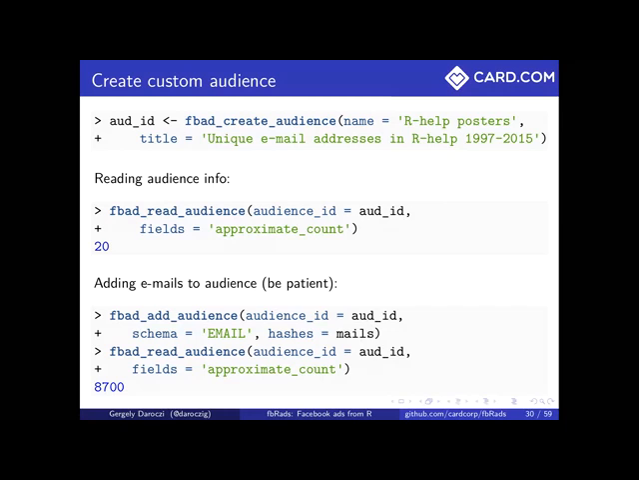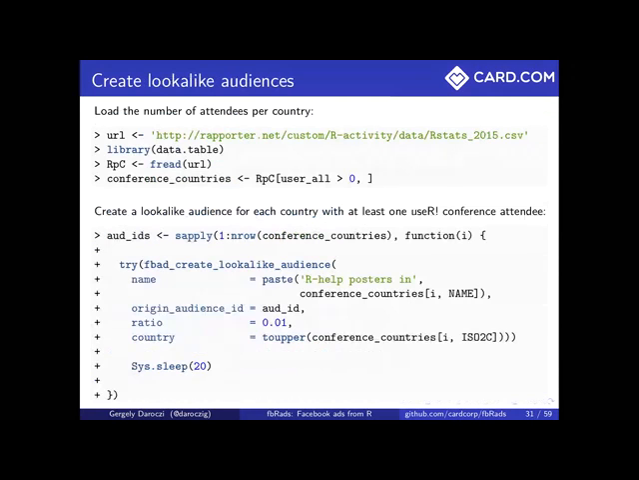So now let's use the fbad_add_audience function, and I upload the email addresses to Facebook. Note that here I'm passing the actual email addresses, but this function is clever enough to compute the hashes of the email addresses, not to share the personal information with Facebook. After reading the size of the audience, you can see that we have like 9,000 matched Facebook profiles based on the email list I generated in a few minutes. So now we have a custom audience, including our users and developers.